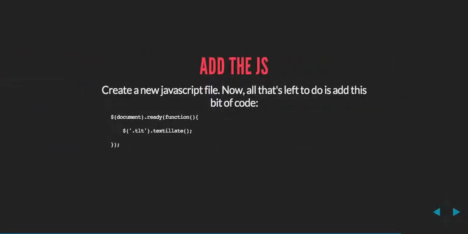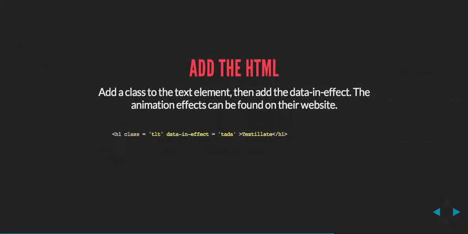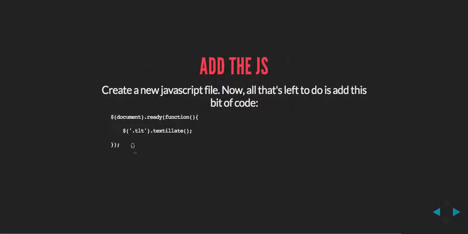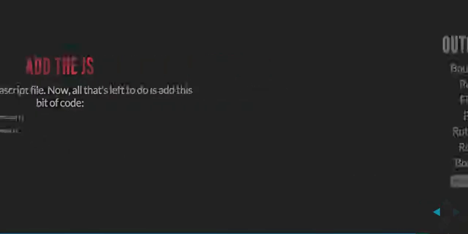Then you add your own JavaScript. Create a new JavaScript file like I previously said. Now all that's left to do is add this bit of code. I have some jQuery here. It's on document load. Now this refers right here to the class you made earlier. And then you just simply put .textillate, open and close parentheses. It pretty much takes care of everything for you. Once you set the HTML up, you go ahead and call this function, and you're pretty much set.